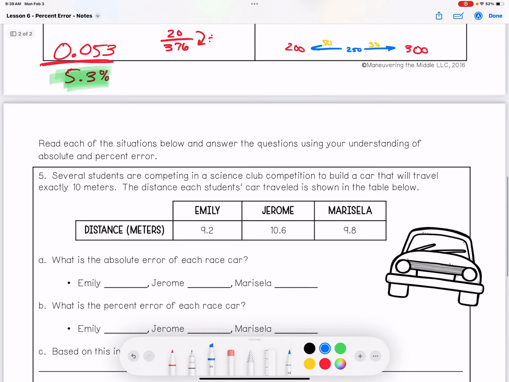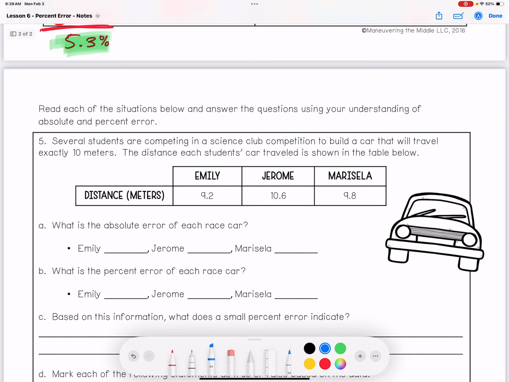All right. To the back we go, to the back, to the back, to the back, back, back.